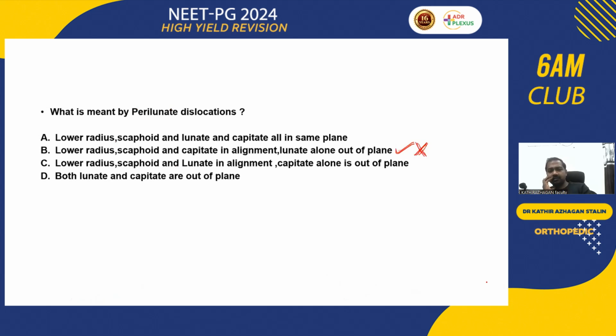Now answer this question. If all are in same plane, then it is not a dislocation. If radius, scaphoid, capitate are in alignment, but lunate alone is out of plane, then it is lunate dislocation. If radius, scaphoid, lunate is in alignment, but capitate alone is out of plane, then it is perilunate. Both lunate and capitate are out of plane: it's complete wrist dislocation. Okay, so the answer is C.